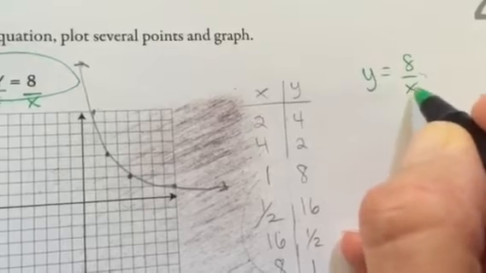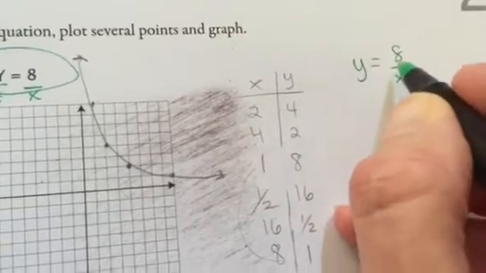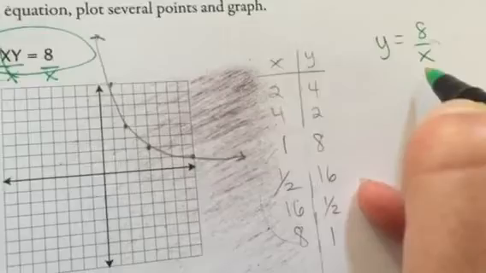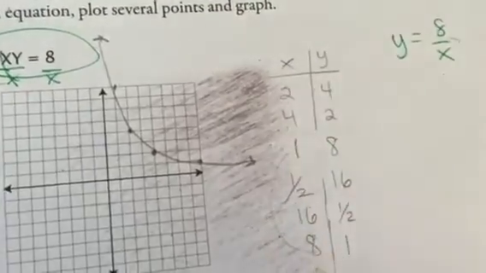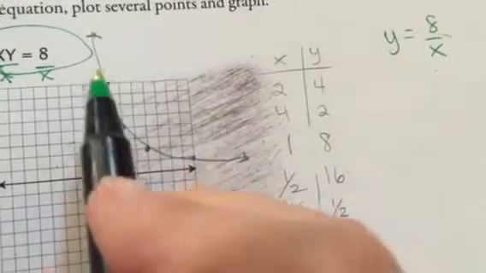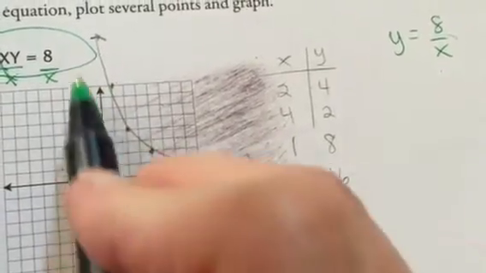You can't plug in a 0. Okay, try it in your calculator. If you try to take 8 divided by 0, you would get a big error. You can never divide by 0. Okay, so here I've just plugged in some different values, and you can see the outcomes. And when you plot them, you get something that looks like this.